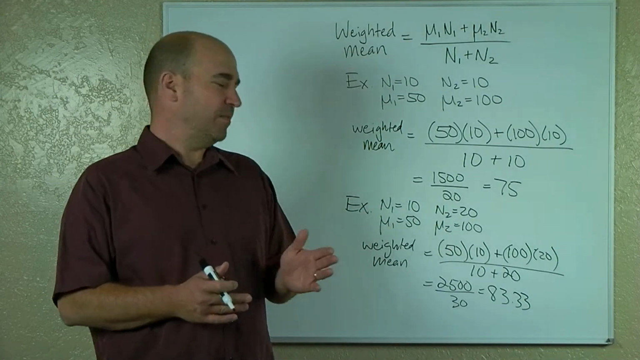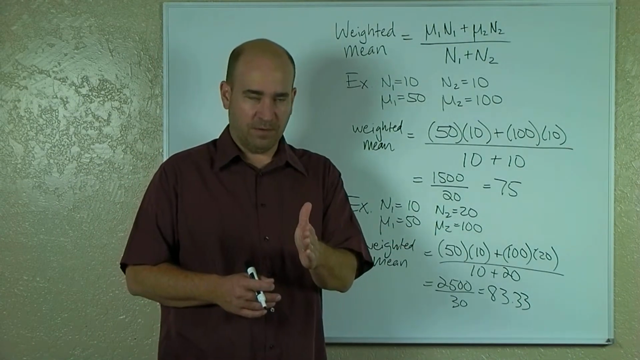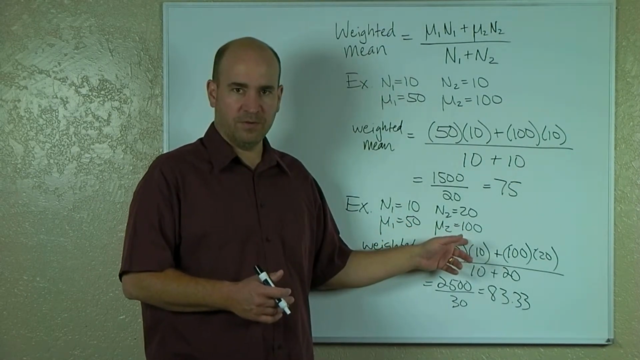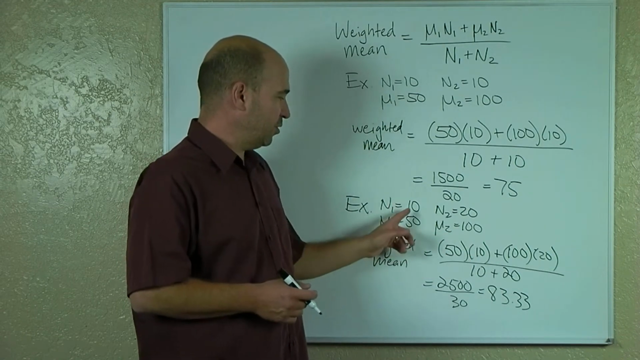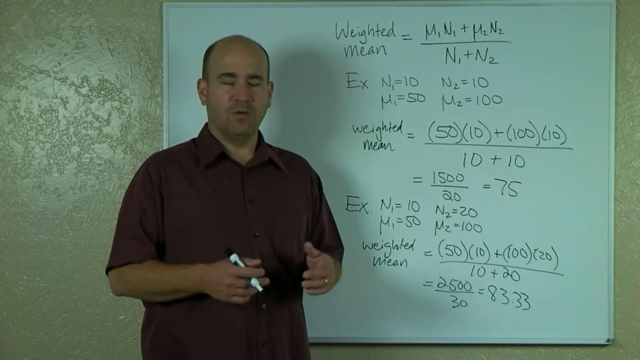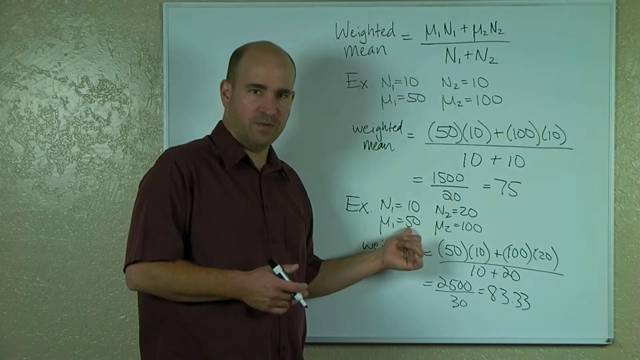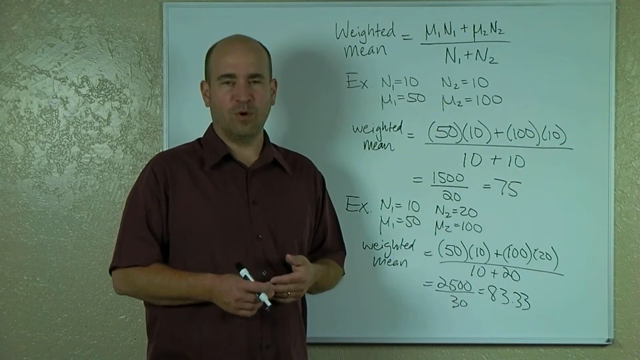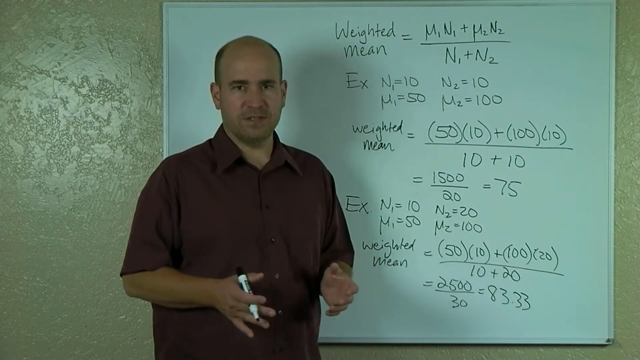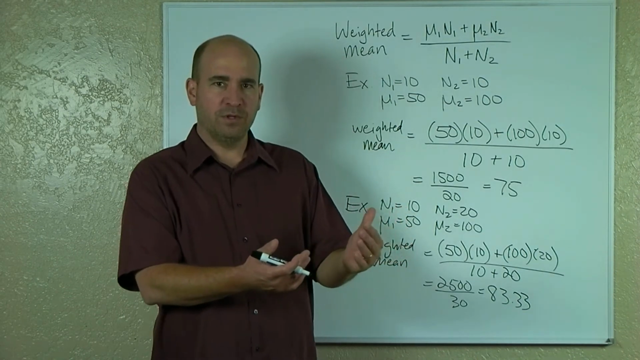If I have means of 50 and 100 still, and 75 is that middle point, should the answer be closer to 50 or closer to 100 if the first group had a group size of 20 and the second group had a size of 10? Well, you should see that it's actually going to be closer to 50 in that example because 50 would have had more people in it. So the weighted mean always takes into account your group sizes, and when you have a larger group size, the weighted mean will be pulled towards that group.